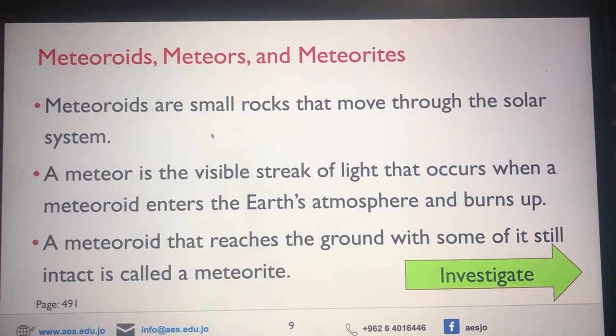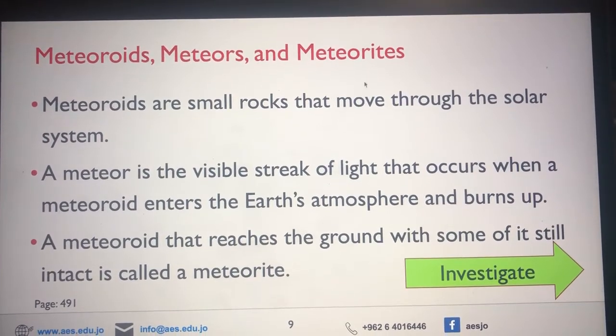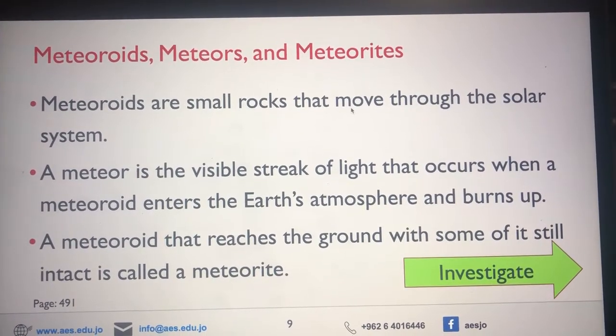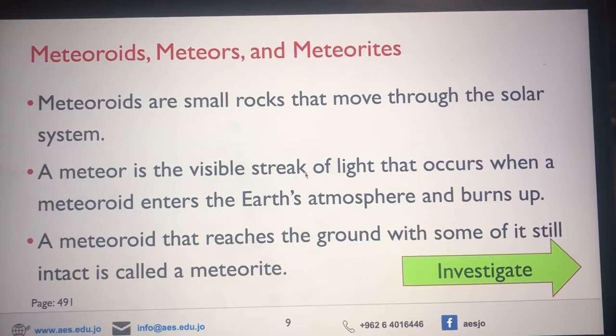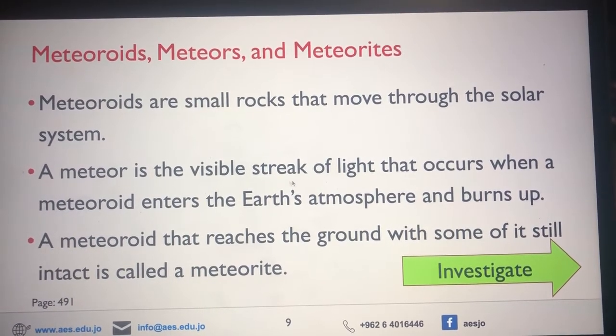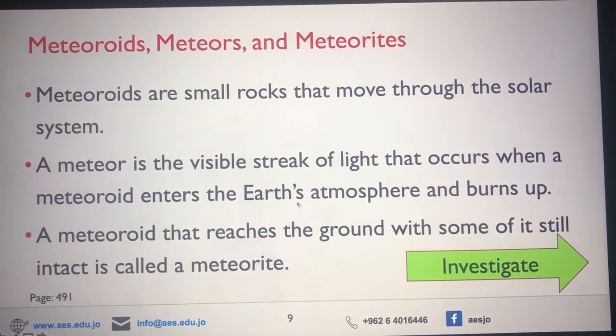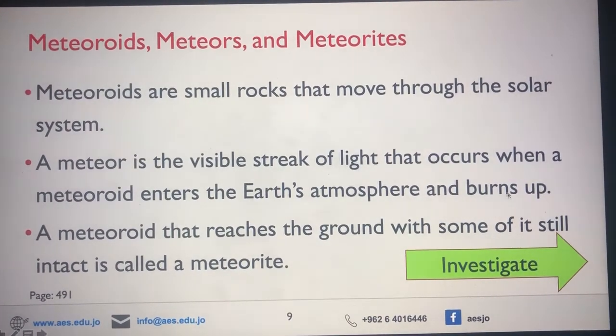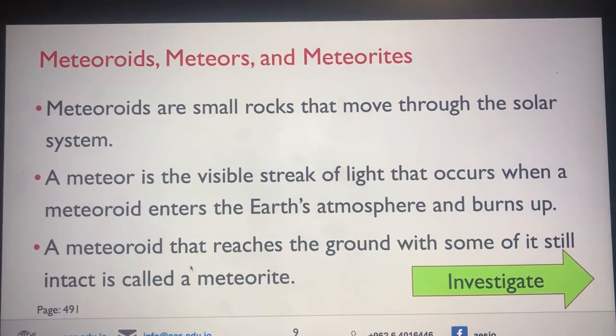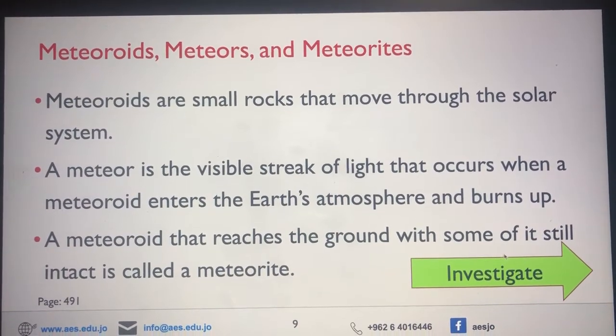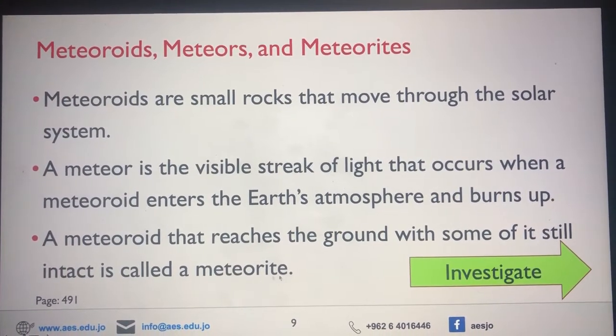Now, meteoroids, meteors, and meteorites. Meteoroids are small rocks that move through the solar system. However, a meteor is a visible streak of light that occurs when a meteoroid enters the Earth's atmosphere and burns up. The meteoroid that reaches the ground with some of it still intact is called a meteorite.